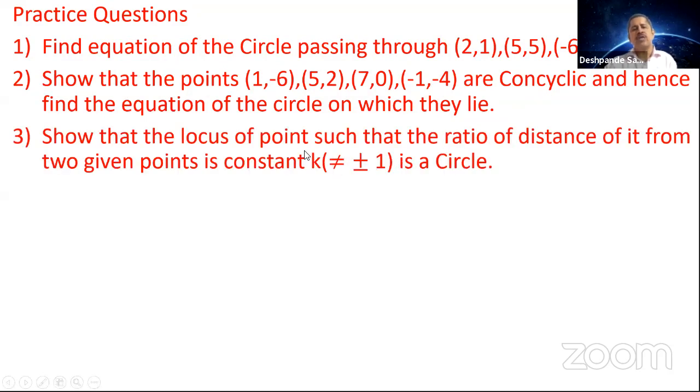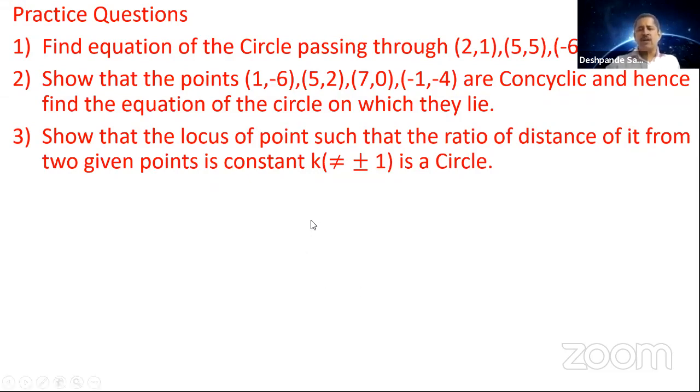Right. Now show that the locus of a point such that the ratio of its distances from 2 given points is constant. So here it is a ratio of distances. You take 2 points, one point called A and the second point called B, and you take the point P. From P to A and P to B, the ratio of distances is constant, you have to show. So you are going to take the ratio of PA and PB as K.